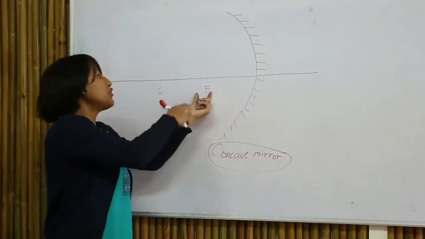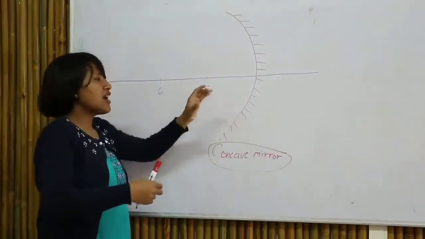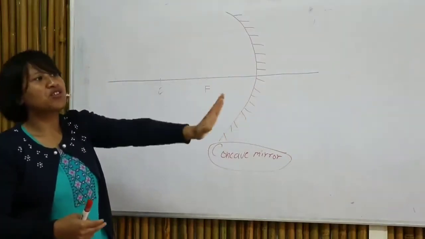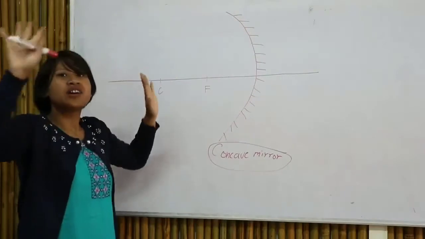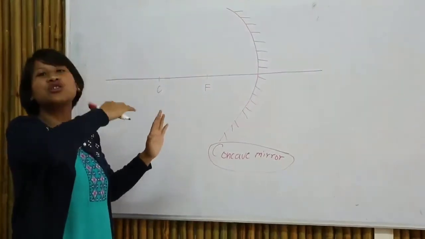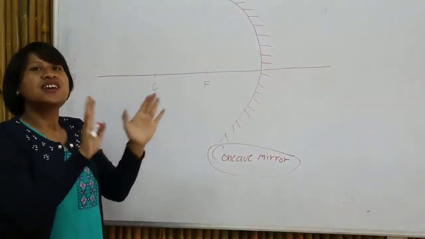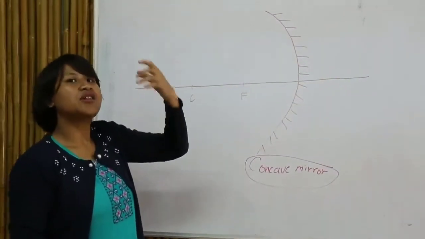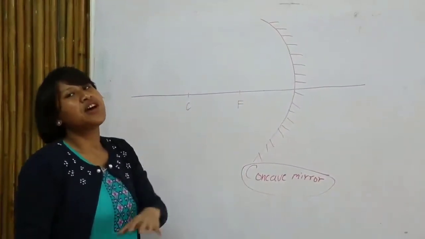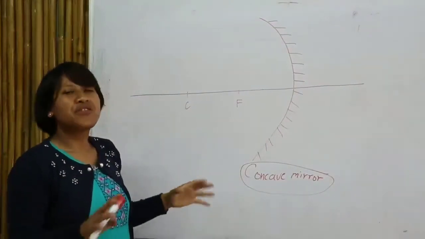Now when will you know that you have reached the focus? The image formed in the concave mirror will be very enlarged, very big. Actually you can't even see yourself because it will be very big, but it will be real and inverted.